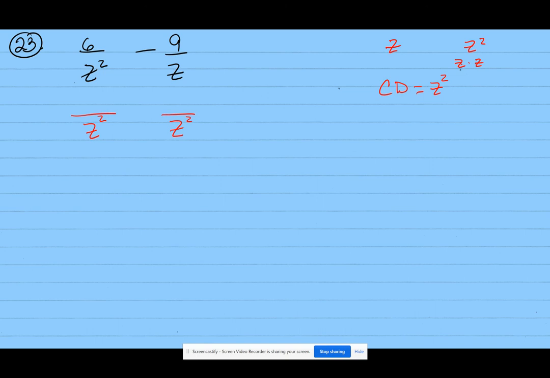I don't have to change the first one at all. The 6 is going to be a 6. Now this one I'm going to have to multiply by another z. So it'll be minus 9z. Put that together. 6 minus 9z over z squared.